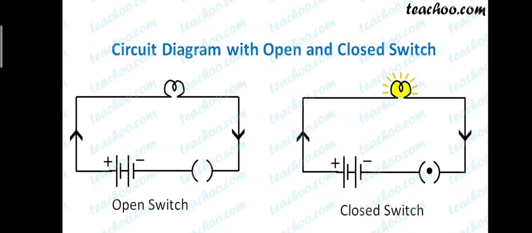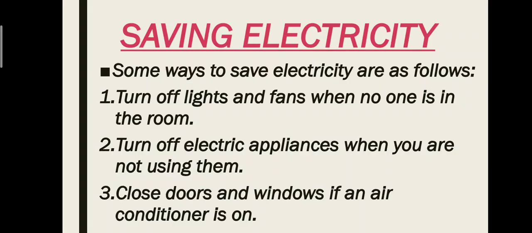Now moving on towards the second short topic, which is saving electricity. What are some ways to save electricity? As you already know, we should save electricity because saving electricity is very important. There are many ways to save electricity, and I am pointing out 3 only. The first one is turn off lights and fans when no one is in the room. Remember that if no one is present in the room, turn off the lights and fans.